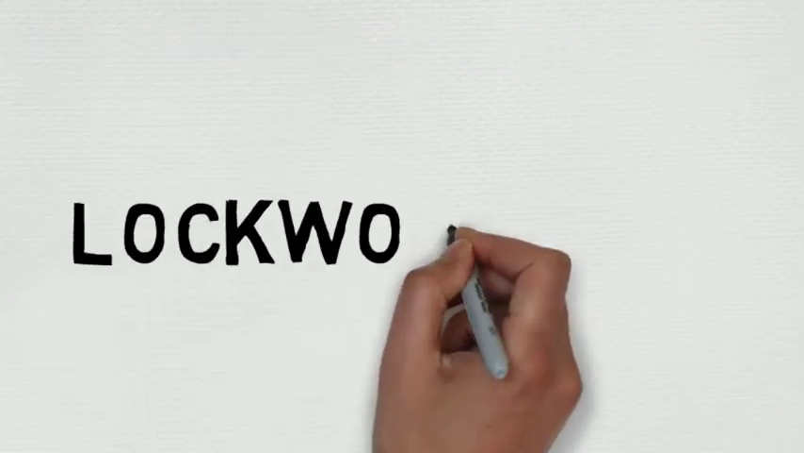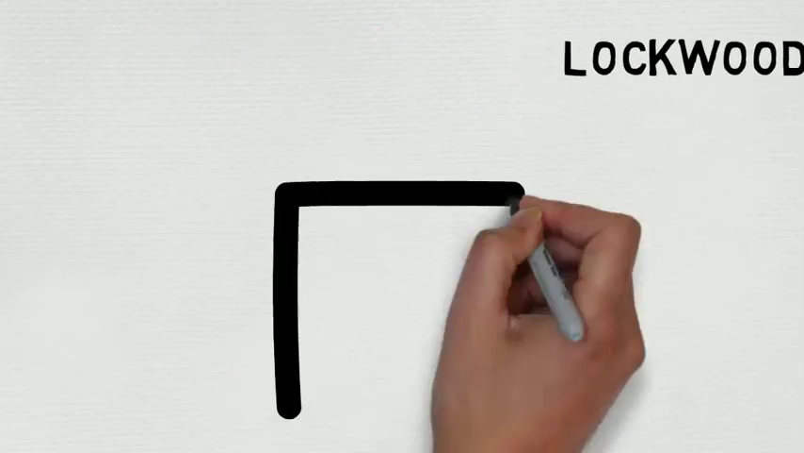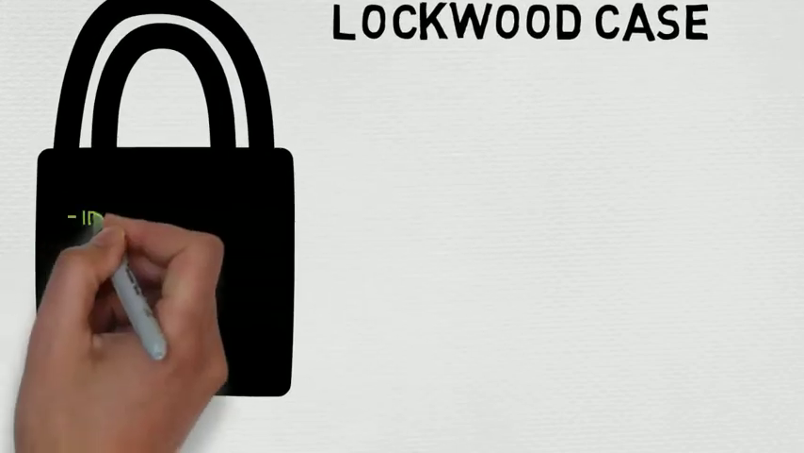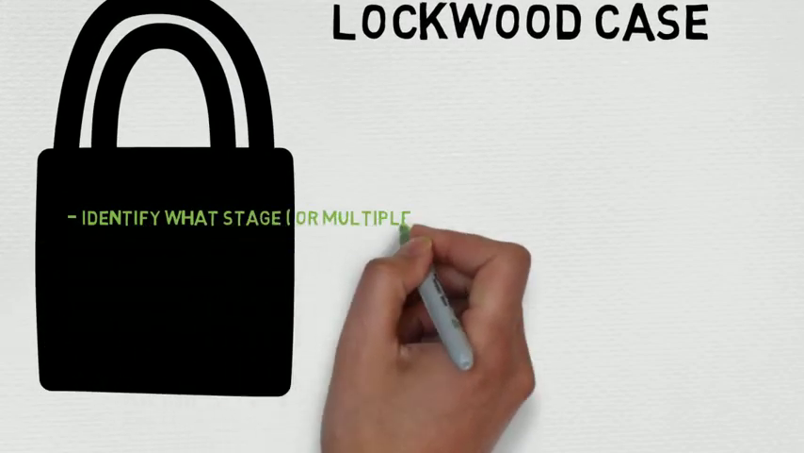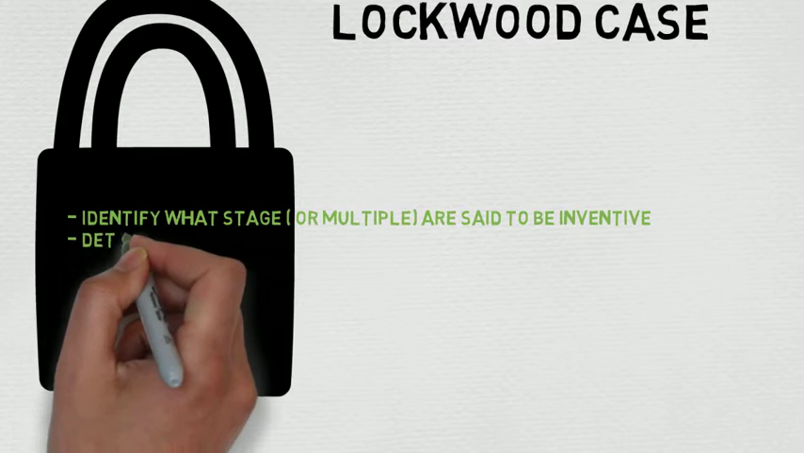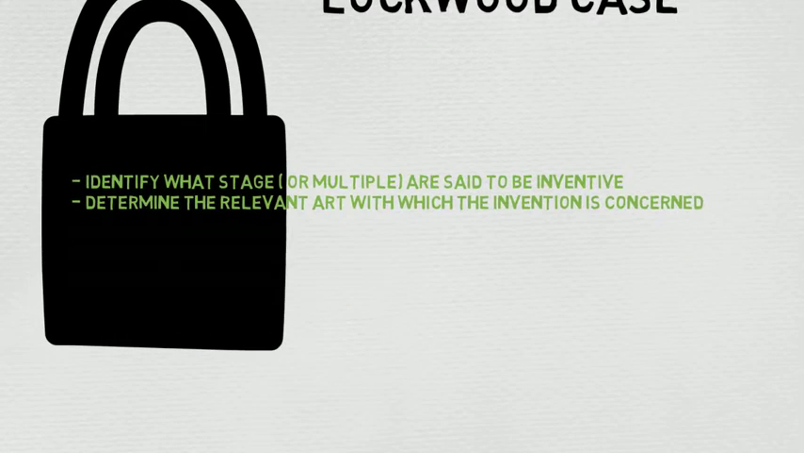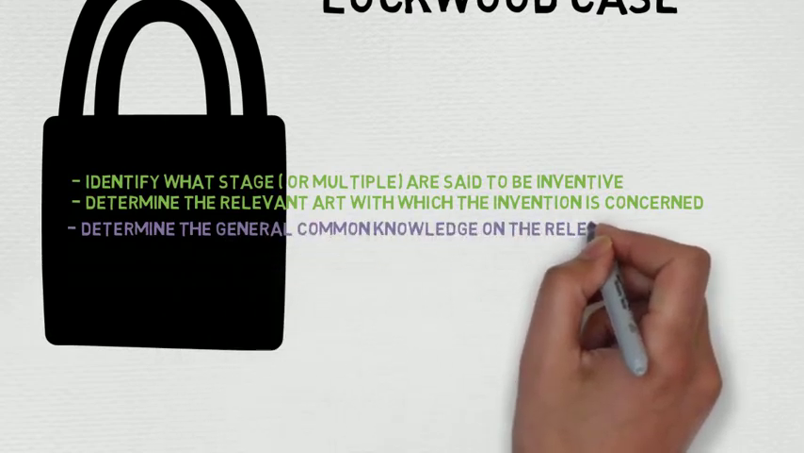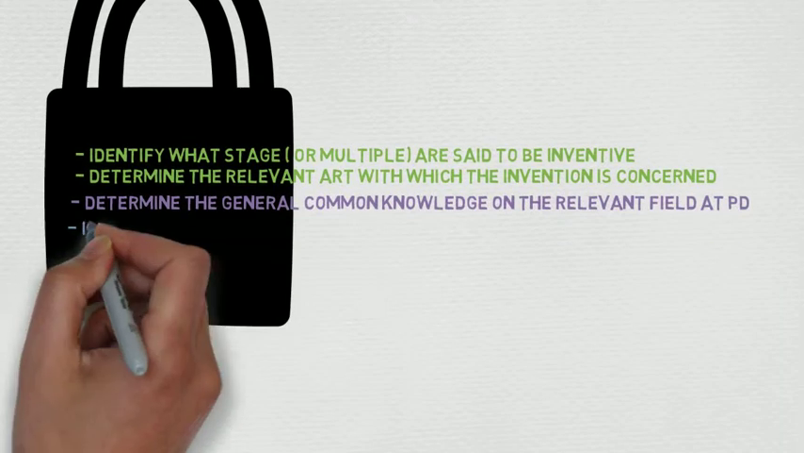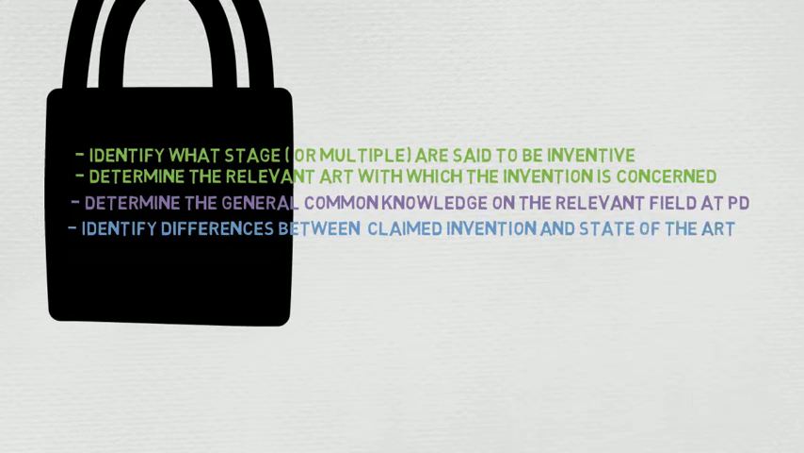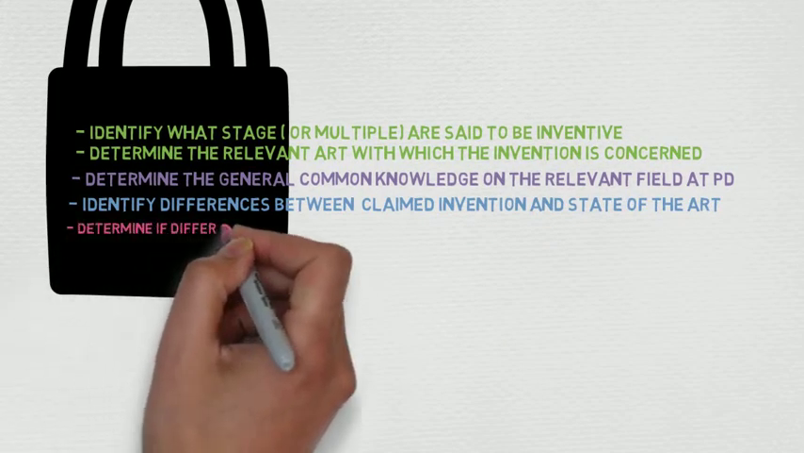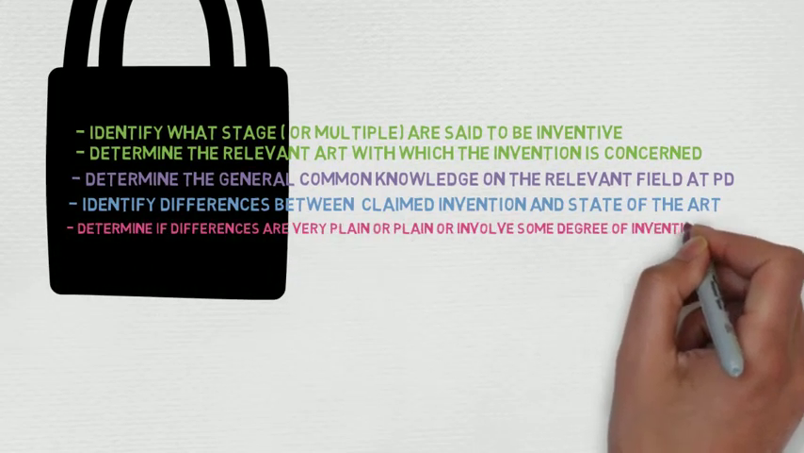The full court in Lockwood's case concerning patenting key control latches developed a 5-step process to determine inventiveness: to identify what stage is inventive, to determine the relevant art with which the invention is concerned, to determine the general common knowledge in the relevant field at priority date, to identify differences between the claimed invention and state of the art, and to determine if differences involved some degree of inventiveness.